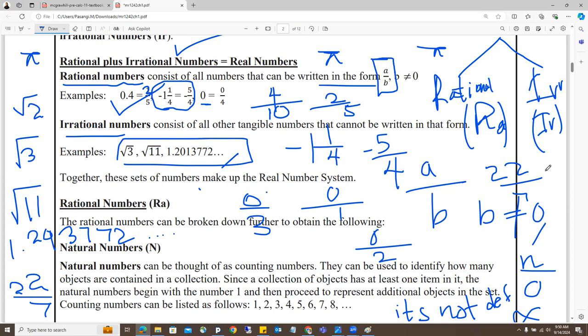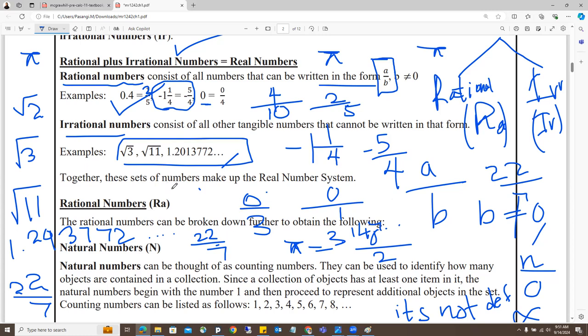Your question was the quotient of 2 integers, no? Yes. If a number cannot be written as a fraction, then it belongs to the irrational numbers. So 22 over 7 is a rational number. But pi is 3.147, blah, blah, blah, and it can't be a rational number. So pi belongs to irrational numbers. Is it clear? Yes. Okay.